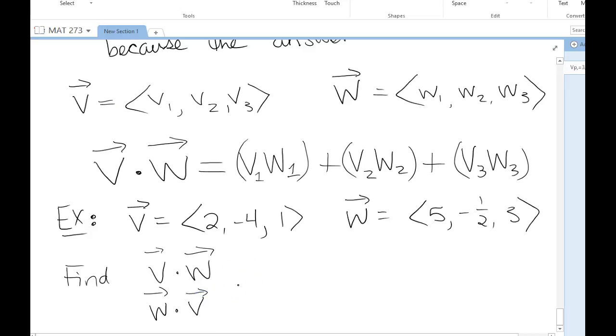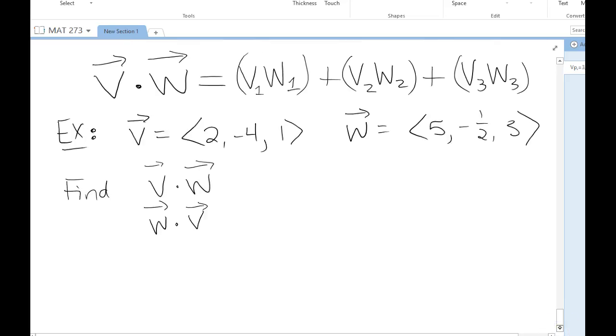We're going to find V dot W and W dot V. So V's got components 2, negative 4, 1. W's got components 5, negative 1 half, 3. Will it be the same? That's what we're going to find out. We got some yeses and some nos. So let's check and see. And then I'll tell you why we got the answer that we got. Says in your book, yes. Let's see.